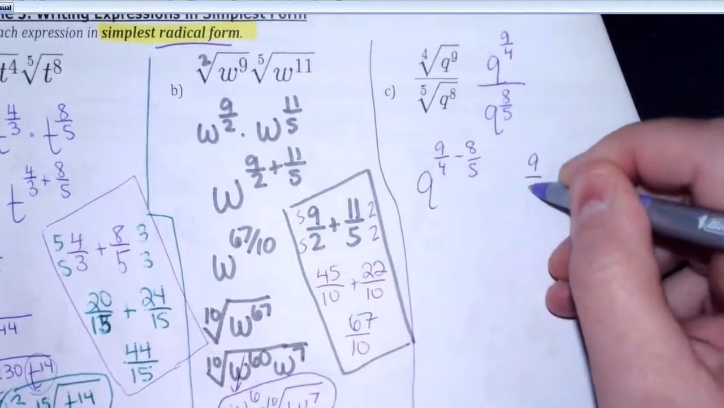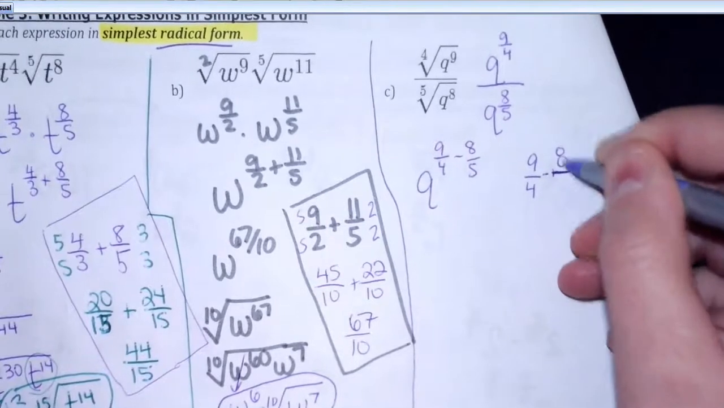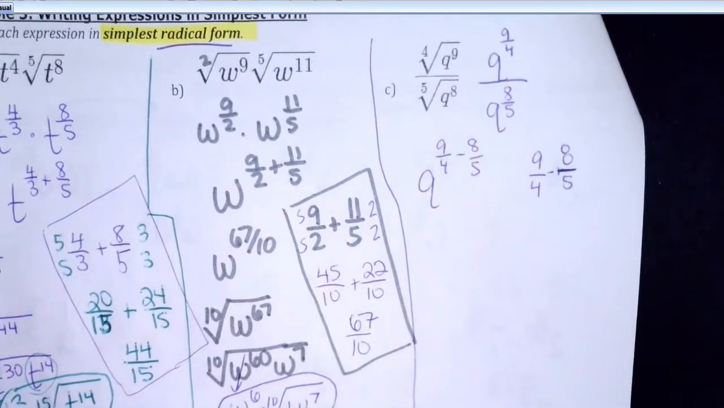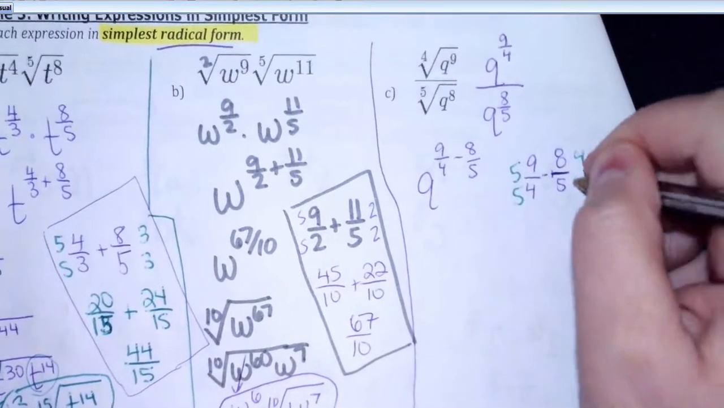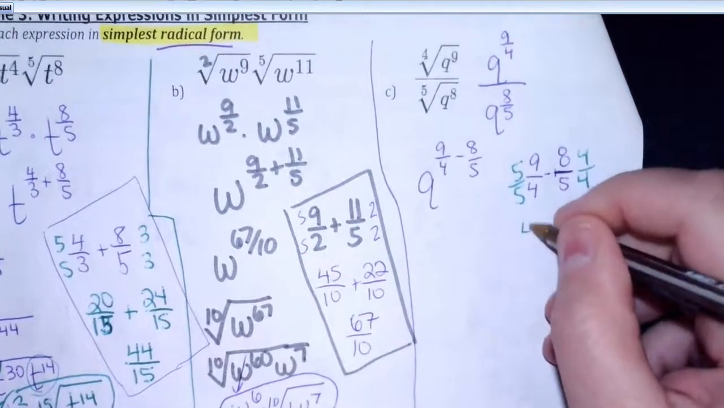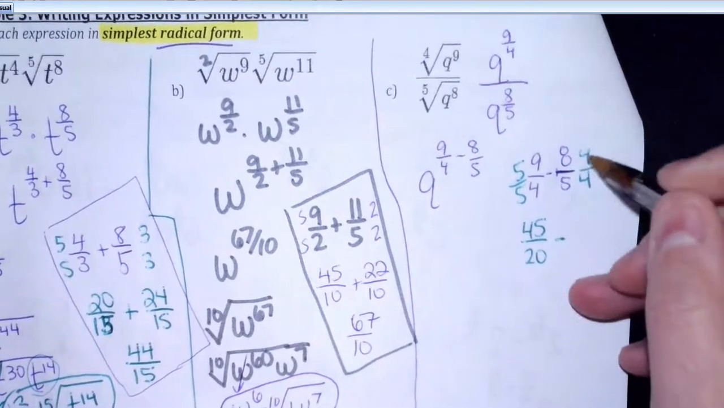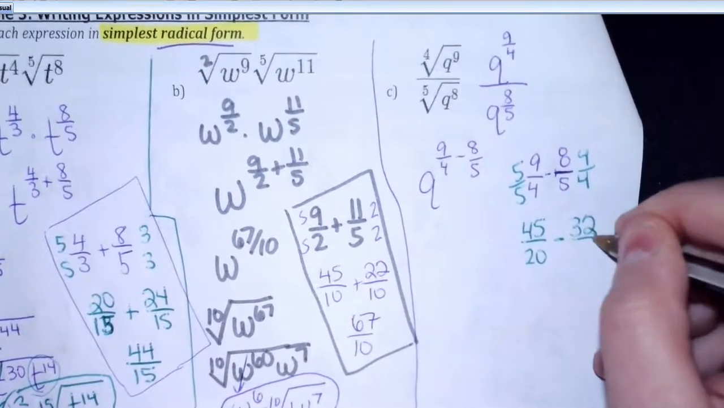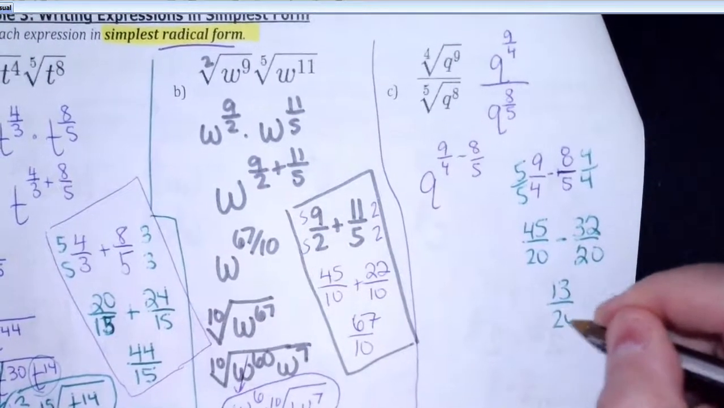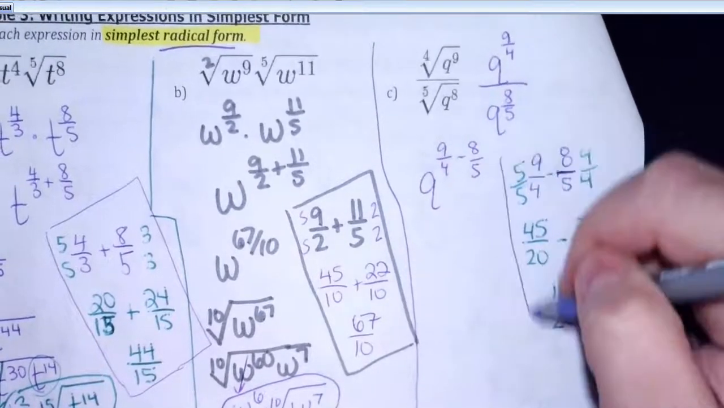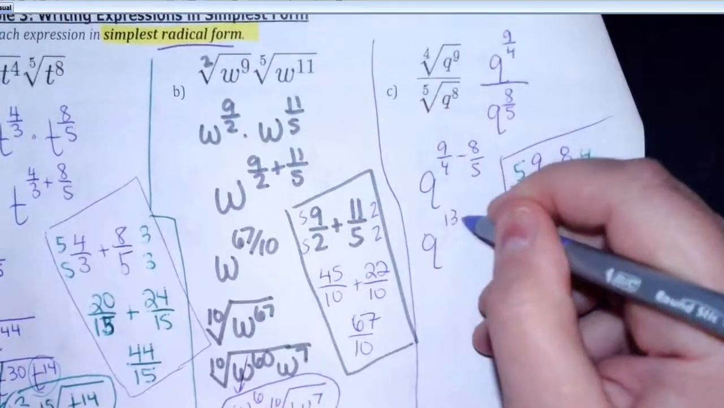Now, just like adding, when you subtract fractions, you do need a common denominator. Between 4 and 5, the lowest common denominator I'm going to get is 20. So 5 and 5, 4 and 4 here. This is going to be 45 over 20. And let's see, this is going to be 32 over 20. We'll go ahead and subtract that. That's going to give us 13 over 20. All right, so here's my fraction work there. So this would be q to the 13/20ths.